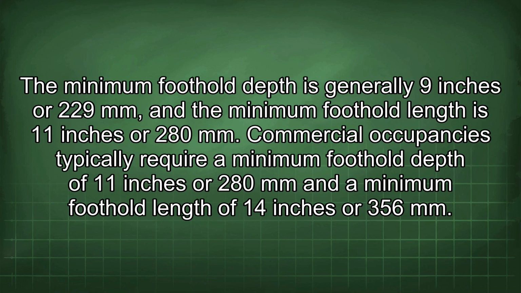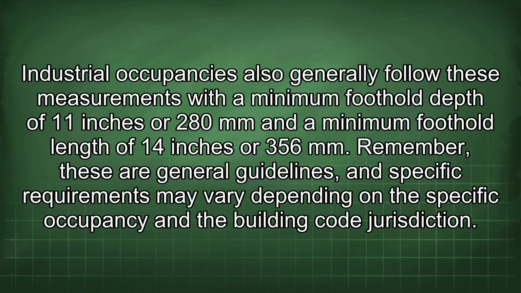The minimum foothold depth is generally 9 inches or 229 mm, and the minimum foothold length is 11 inches or 280 mm. Commercial occupancies typically require a minimum foothold depth of 11 inches or 280 mm and a minimum foothold length of 14 inches or 356 mm. Industrial occupancies also generally follow these measurements with a minimum foothold depth of 11 inches or 280 mm and a minimum foothold length of 14 inches or 356 mm.